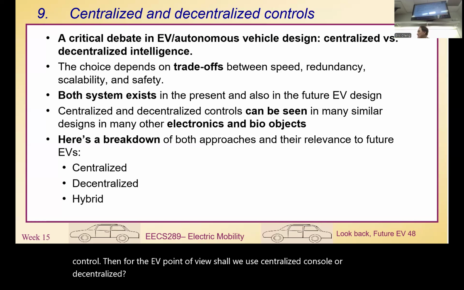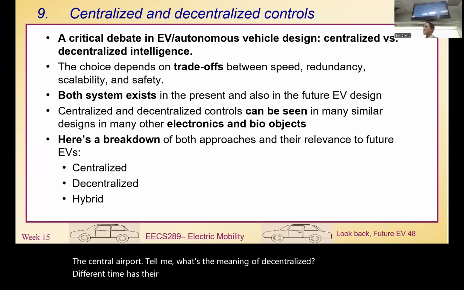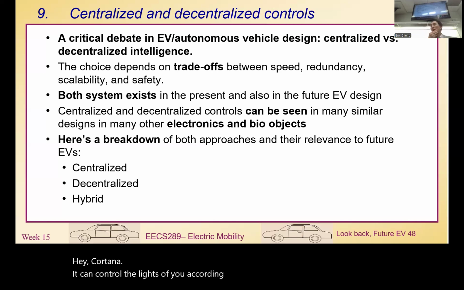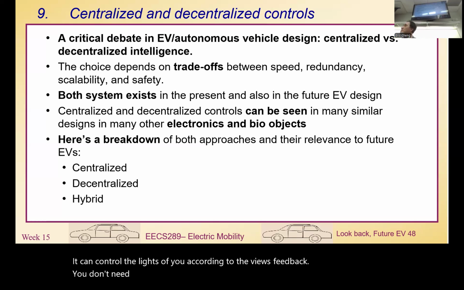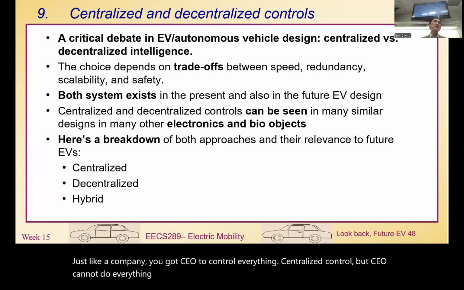Decentralized, can anybody tell me the meaning of decentralized? It is like different farms having their own owners, who can control according to their own feedback, and you don't need to deliver the message to the receiver. That's why in a company, you have a CEO to control everything, centralized control. But the CEO cannot do everything. Some minor things you need to delegate to the manager, branch manager, or supervisor to make decisions.